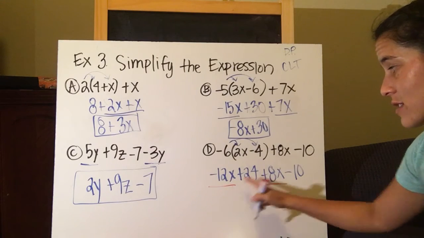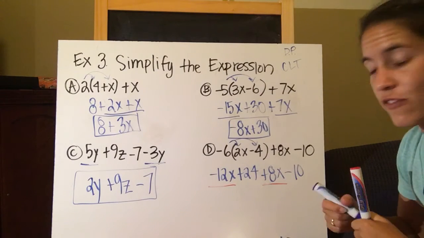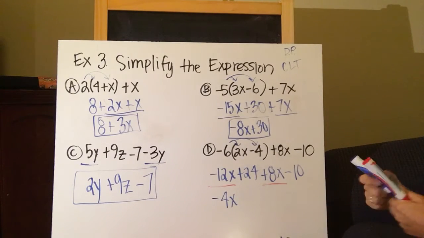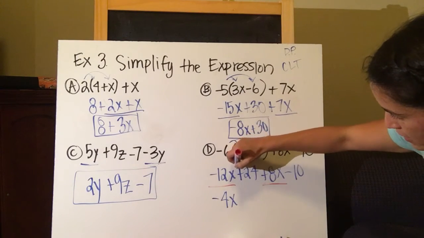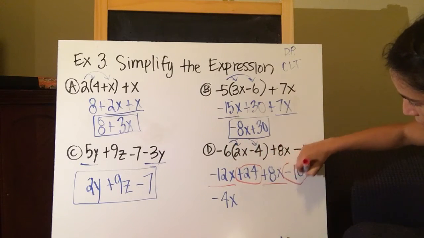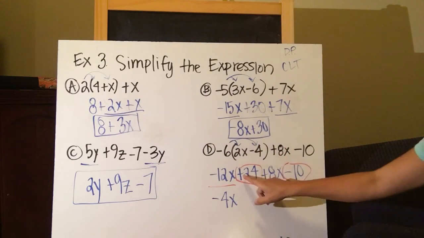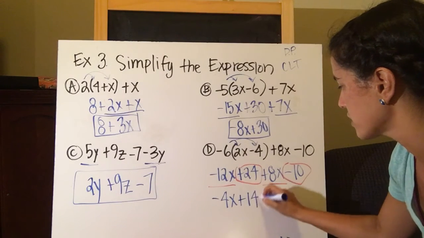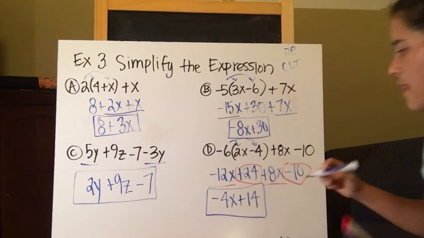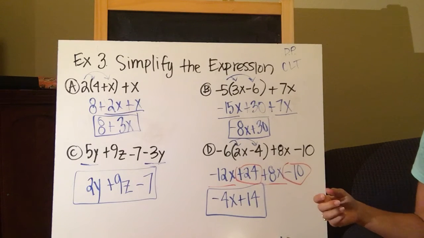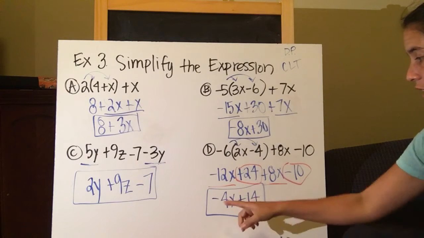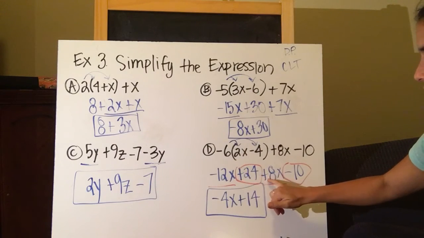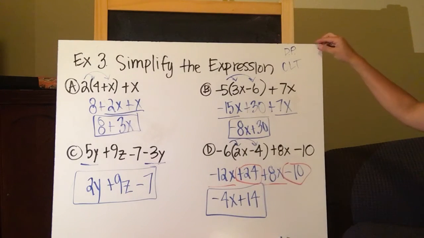Negative 12x plus 8x is going to give me a negative 4x. And then I have positive 24 minus 10, and 24 minus 10 is going to be a plus 14. And then there you go. I cannot combine them any more than that because these are not like terms. And I got the negative 4 from negative 12 and 8. Those are the coefficients.